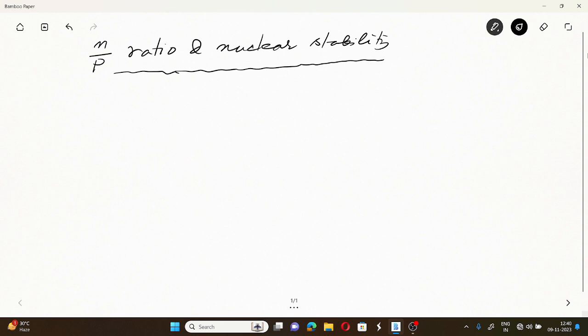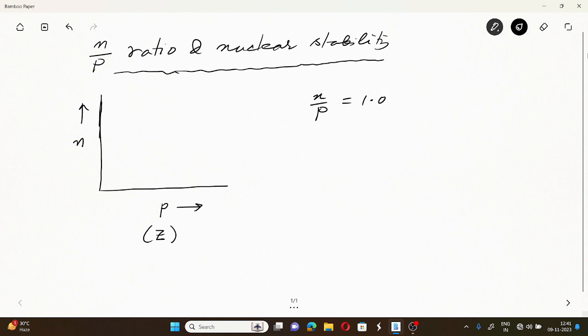Now, you'll find that if you plot the total number of neutrons versus the total number of protons, where the total number of protons means the atomic number, and if suppose we say N by P ratio equals 1.0, the nature of the plot will be like this, bisecting at an angle of 45 degrees. So N by P ratio equals 1 means this line will make an angle of 45 degrees with both the axes.